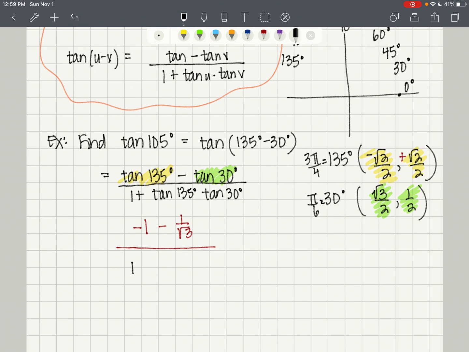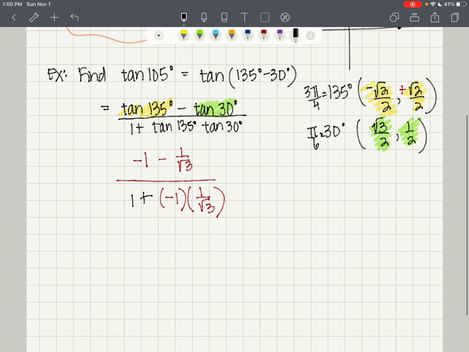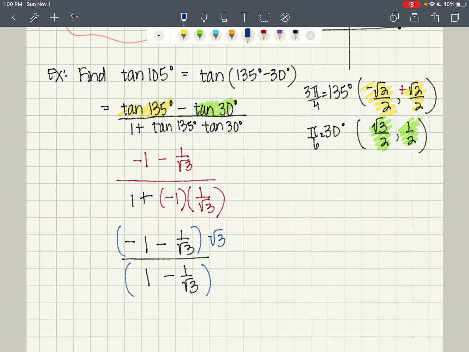Over 1 plus the tangent of 135 is negative 1. The tangent of 30 is 1 over the square root of 3. So negative 1 minus 1 over the square root of 3 over 1 minus 1 over the square root of 3. I'm going to multiply the numerator and the denominator by the square root of 3. And that's going to equal negative square root of 3 minus 1 over positive square root of 3 minus 1.